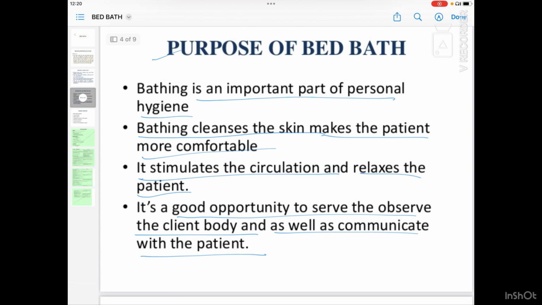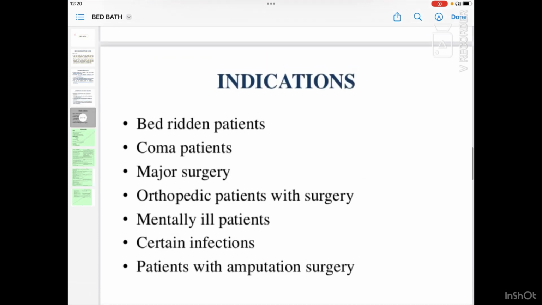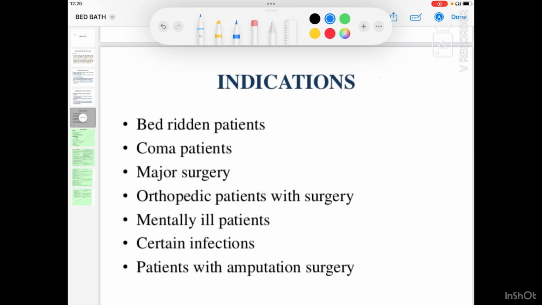And next one is the indications. What do you mean by indication? To whom we will give the bed bath. So that is indication. First one is a bedridden patient. Bedridden patient means what? The patient is lying on the bed for a long time, it may be more than 6 years, 1 year and so on. So for those patients we will give the bed bath.